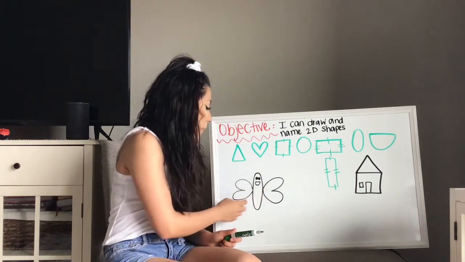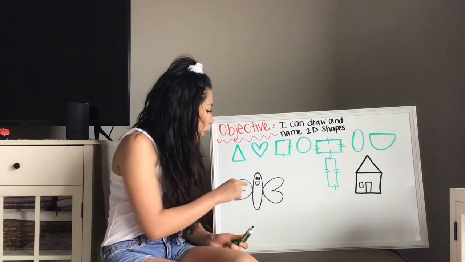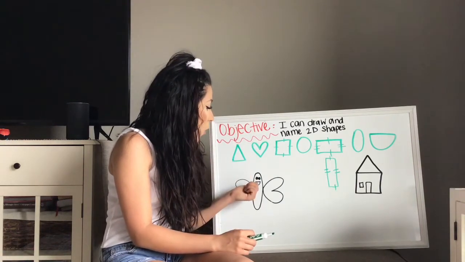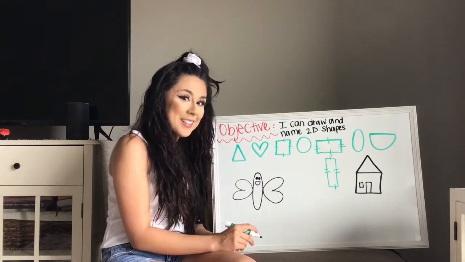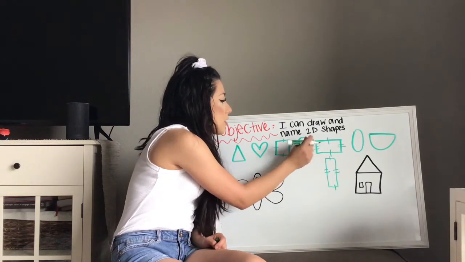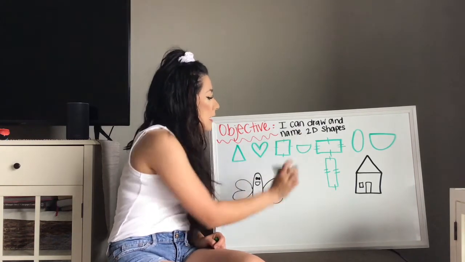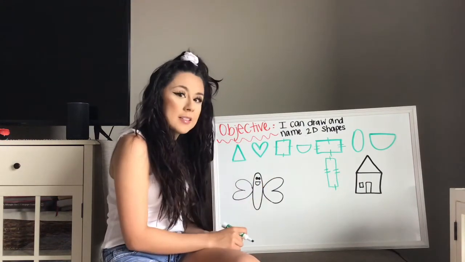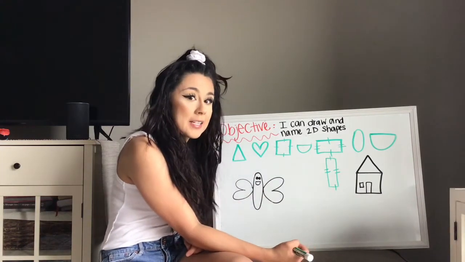So look at the wings of my butterfly. What shape are they? Good job, they're hearts. What shape are the eyeballs? They're circles, and I colored them in. What shape is the mouth? Again, it's really hard to draw this shape with a fat marker. The mouth is a half circle. Now, a half circle is literally just a circle that's been cut in half, so I can show you right here. There is the half circle. And what shape is his body? An oval. Good job.